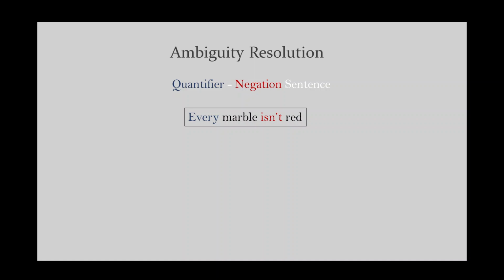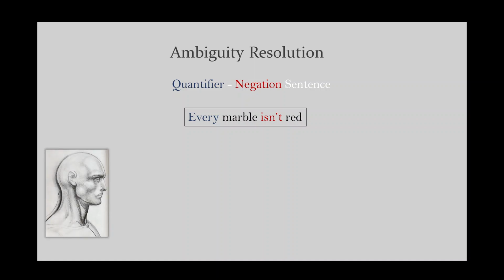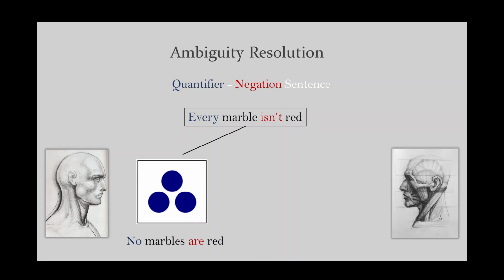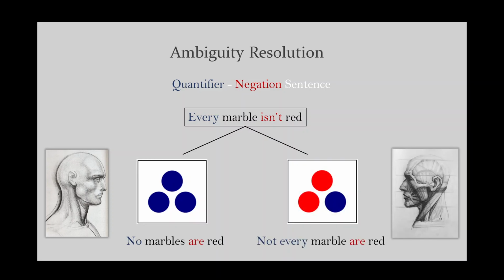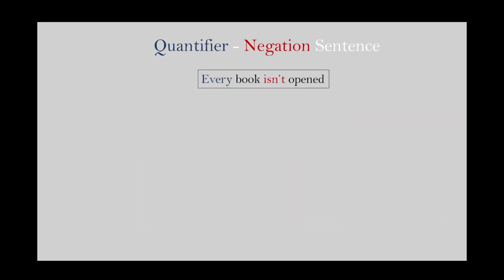Now, a particular type of ambiguity that's fascinating and important for language science researchers is this: the quantifier negation sentence. For example, "every marble isn't red," where "every" is a quantifier and "isn't" is a negation, can have two different interpretations. One, no marbles are red, or not every marble is red. Here's another example. "Every book isn't open."